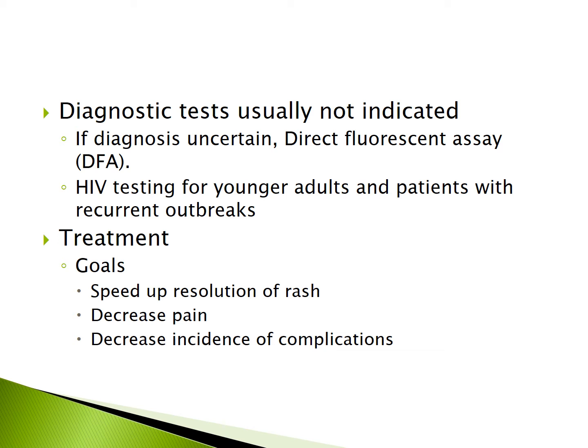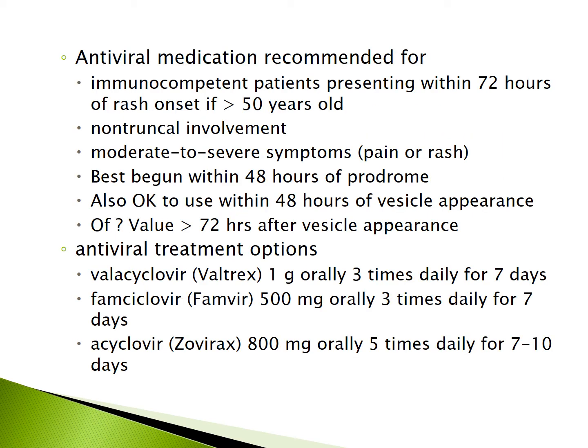As far as treatment goals: speeding up the resolution of the rash, getting rid of their pain, decreasing their complications. And then antiviral medication is recommended if the patient is immunocompromised, and they present within 72 hours of the rash onset, or if they're over 50 years old. So your principal goals are to manage those healed vesicles, get them pain relief, and initial management with these antivirals.